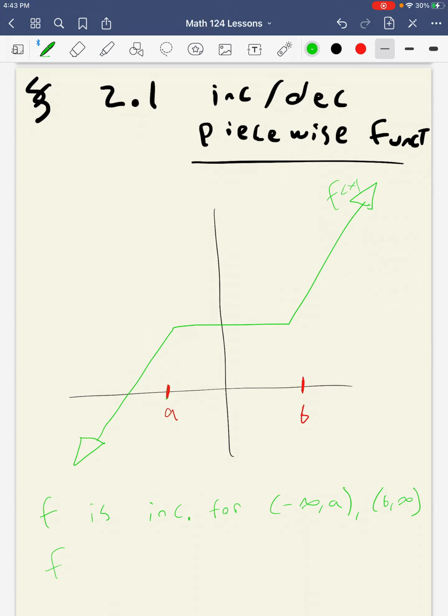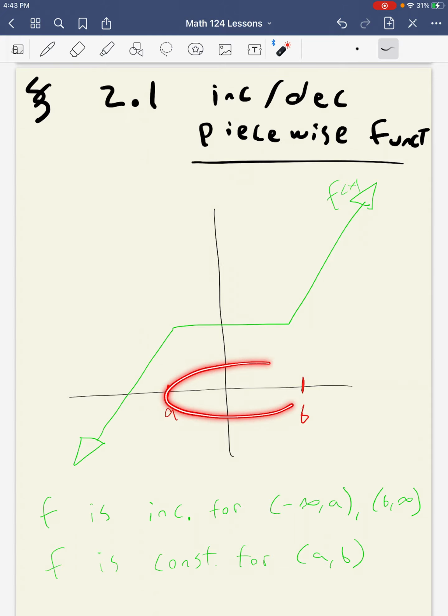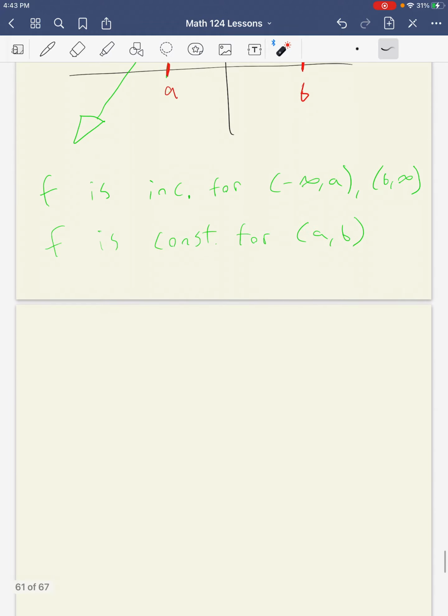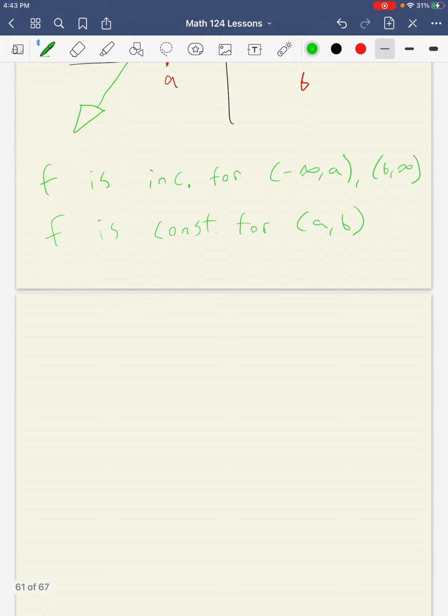Now we say f is constant for the x values a to b in this example. Right, so for the x values here, the corresponding function is constant. Okay, so that's sort of an intuition of an increasing and a constant function.